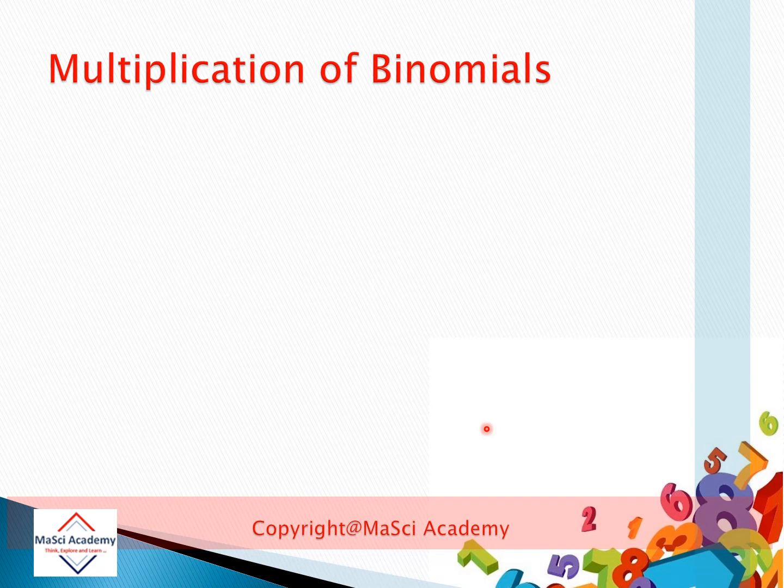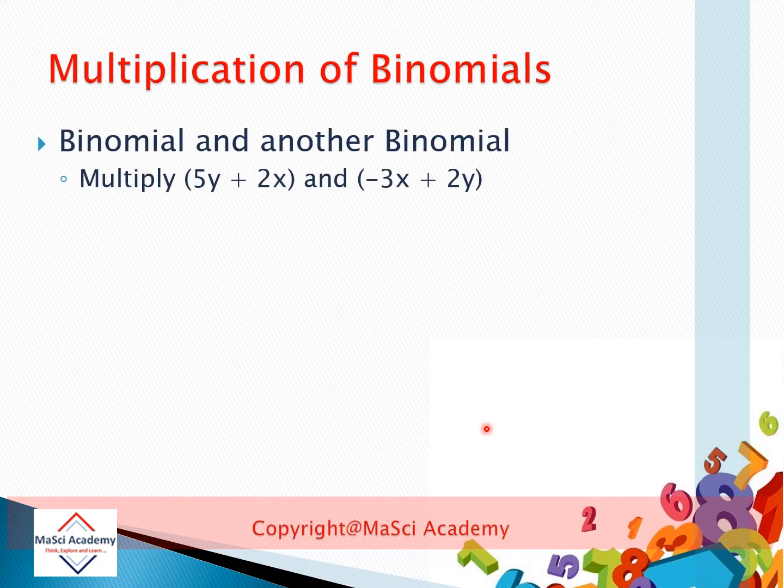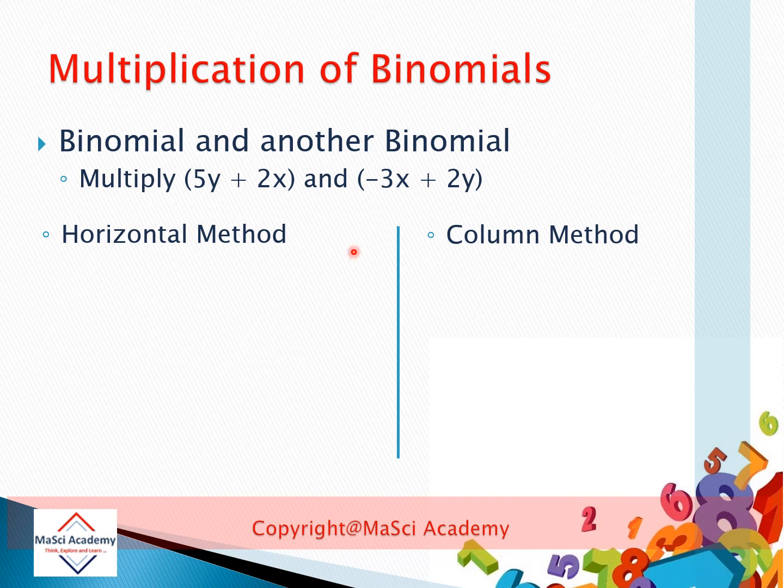Multiplication of binomials. How do we proceed when we have to multiply two binomials together? For example, if we need to multiply 5y plus 2x and minus 3x plus 2y. Again, there are two ways of doing this, the horizontal method and the column method. First, have a look at the horizontal method. 5y plus 2x multiplied by minus 3x plus 2y.